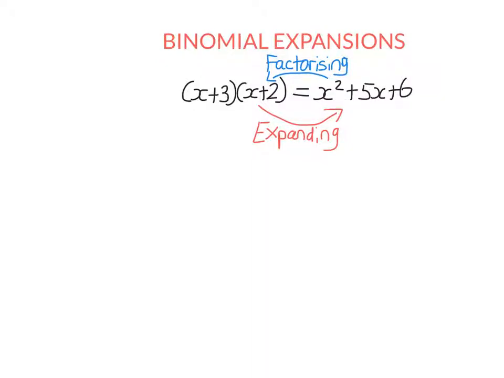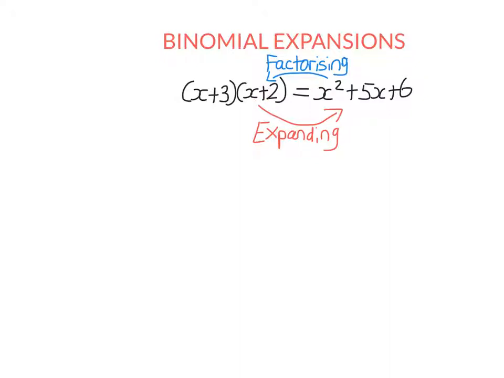Thank you so much for tuning into this video in which we'll go through binomial expansions. So binomial means two terms. So we're going to look at situations where we have two sets of brackets, each with two terms. The first bracket has two terms, x and 3, the second has two terms, x and 2.